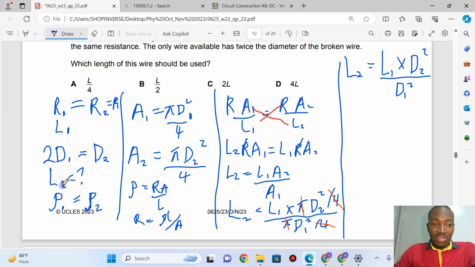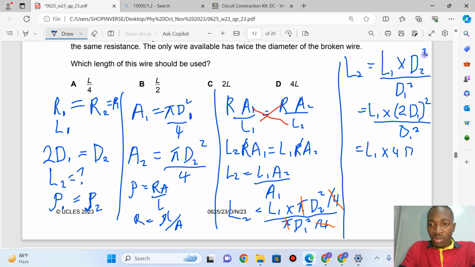Do not forget, the diameter of the second material, D2, equals twice the diameter of the first wire. So I have L1 multiplied by D2, and instead of writing D2, I write 2D1. Do not forget that D2 is squared, so I have to square it. Then I'll divide it by D1 squared. So this means we have L1 multiplied by 4D1 squared, because 2 squared is equal to 4, and I'll divide this by D1 squared.